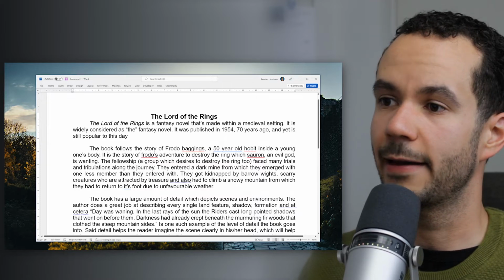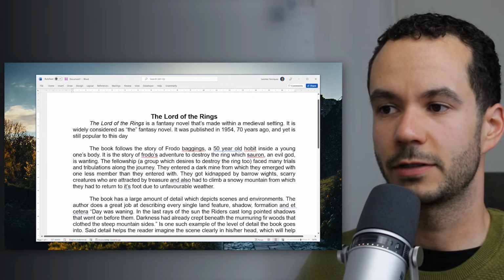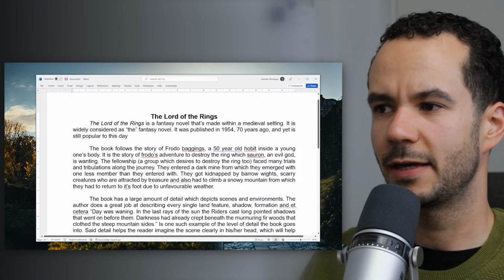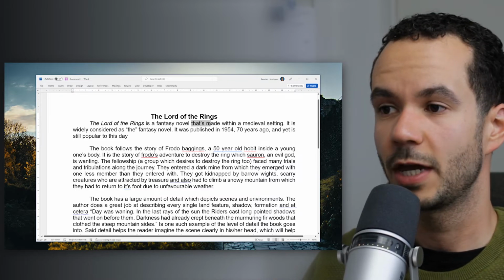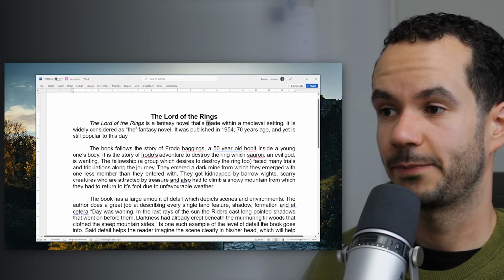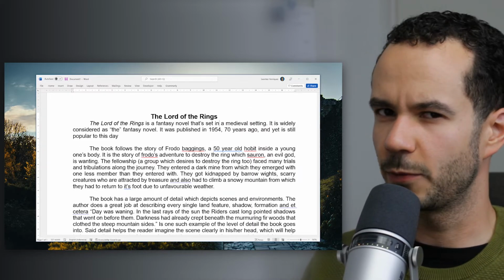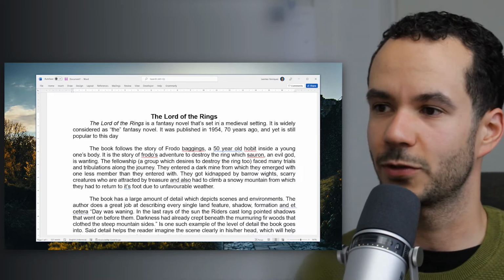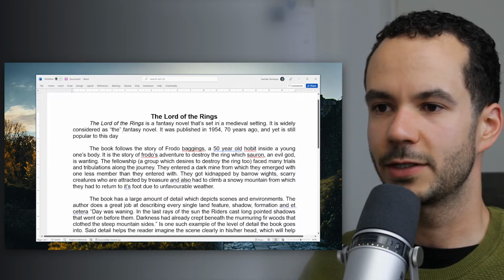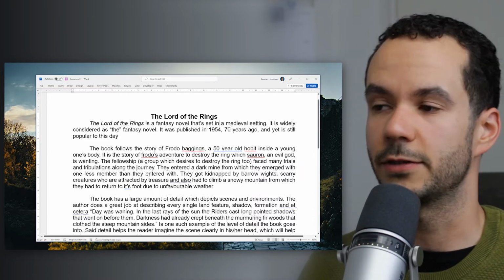And we have a few mistakes that need changing. So it says The Lord of the Rings is a fantasy novel that's made within a medieval setting. And we can change this into a different construction that says that's set in a medieval setting. Now that's not the best way to say this probably, but if you know something better, let me know in the comments. It is widely considered as the fantasy novel, which is nice, I think. It's a very good thing to say.